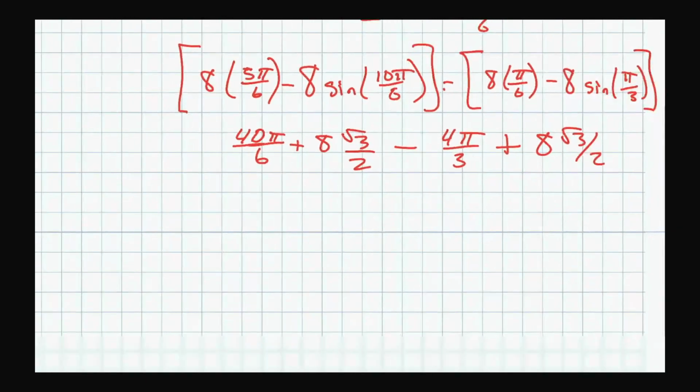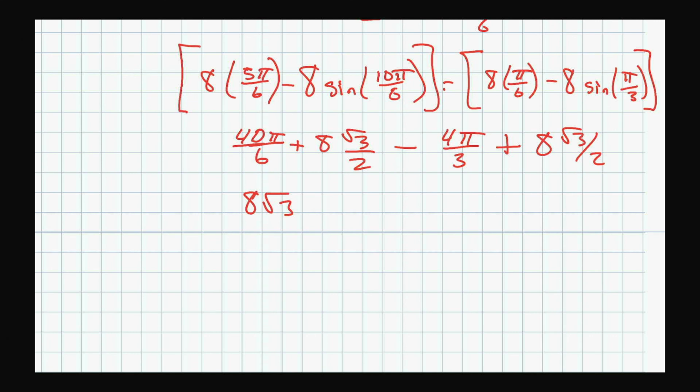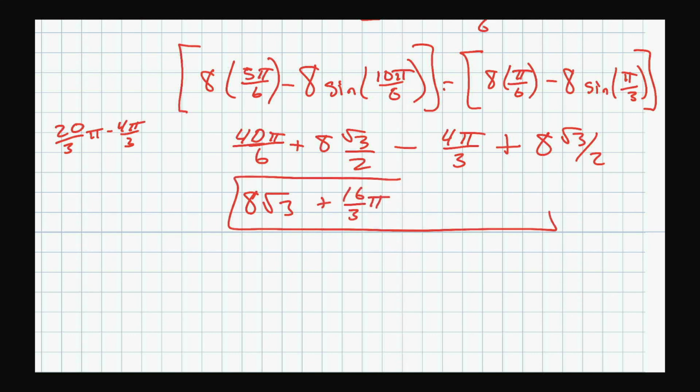So overall, you've got 8 root 3 over 2 and 8 root 3 over 2. So that's actually 4 root 3 and 4 root 3. That adds up to 8 root 3. And then this is 40 pi over 6, so 20 pi over 3, minus 4 over 3 pi. So 20 over 3 pi minus 4 over 3 pi is going to be 16 over 3 pi. And it was an area, so I'm going to write units squared.